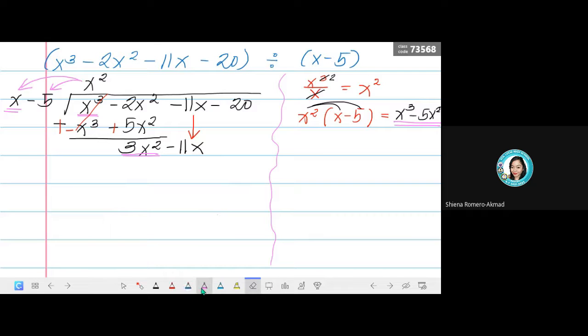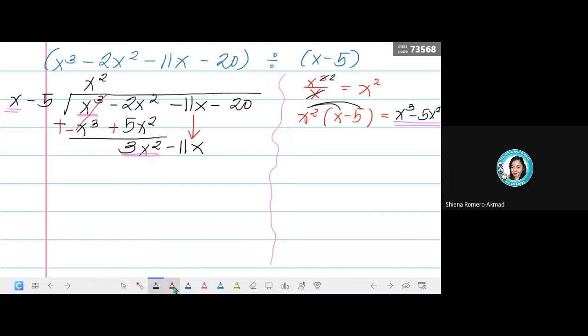Yes, Liego? Ma'am, subtract pa rin po ba kahit nagbago yung sign doon? Kasama yun sa process ng subtraction. Hindi kasi natin pwedeng sabihin na addition ang gagawin, kasi pag nag-add ka, kailangan po ba mag-change ng sign? Di ba? Hindi na. Ginagawa lang natin siya sa subtraction.